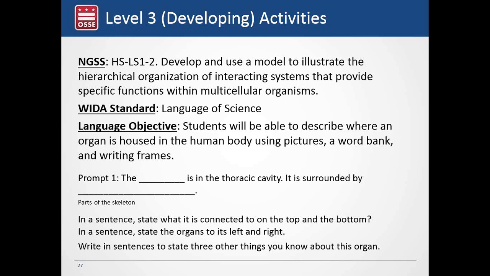So the demand is just developmentally right for a student at level 3. We go from having some closed sentences or some sentence frames at the beginning, and then some clues in the middle of the assignment, and at the end they're asked to work independently to state 3 things they know about the organ.